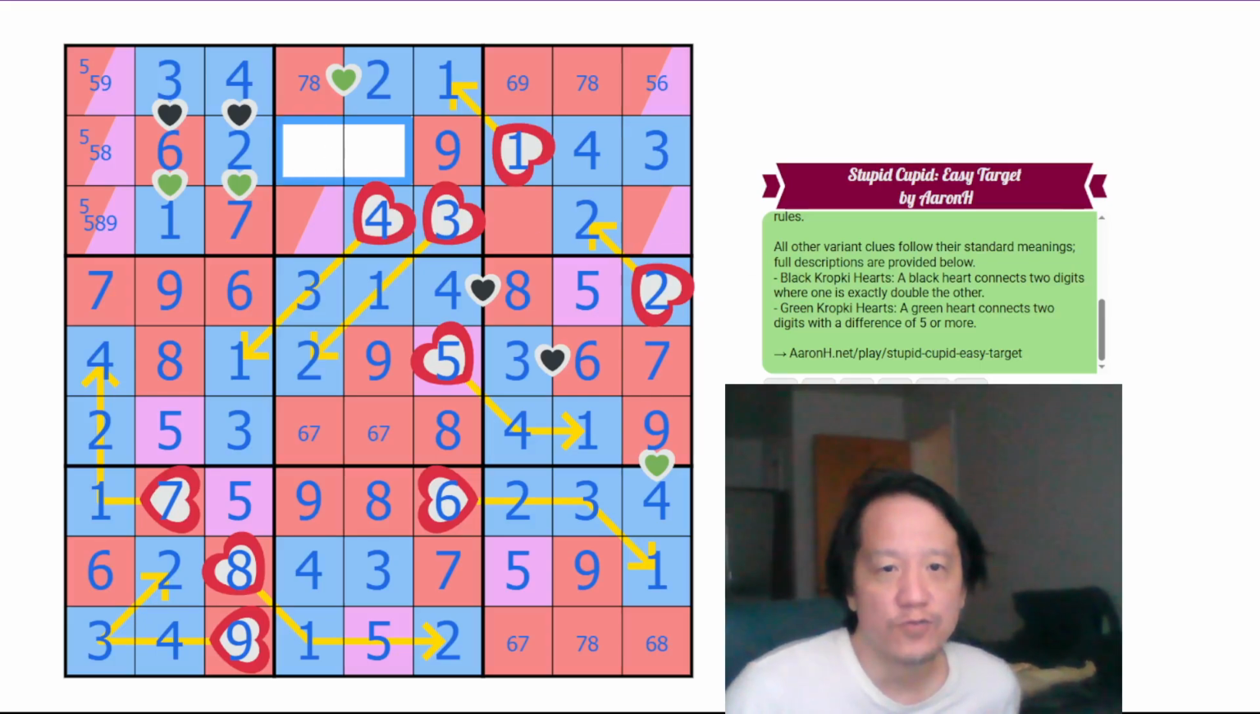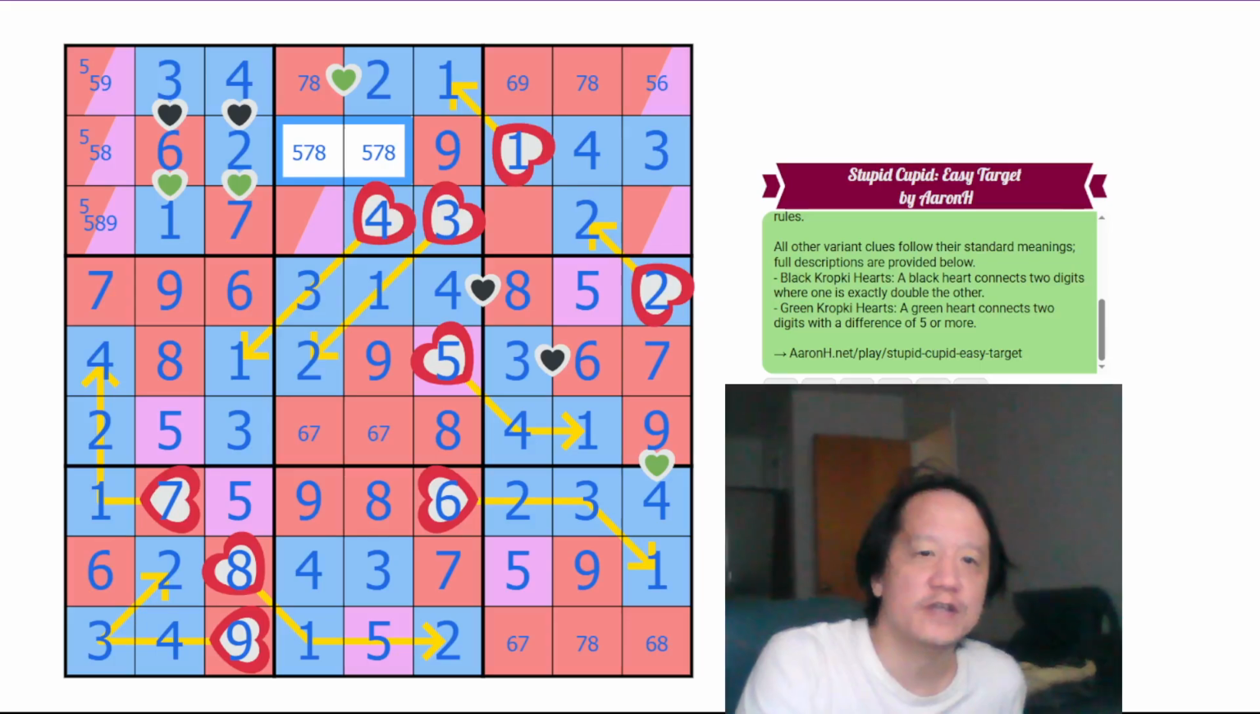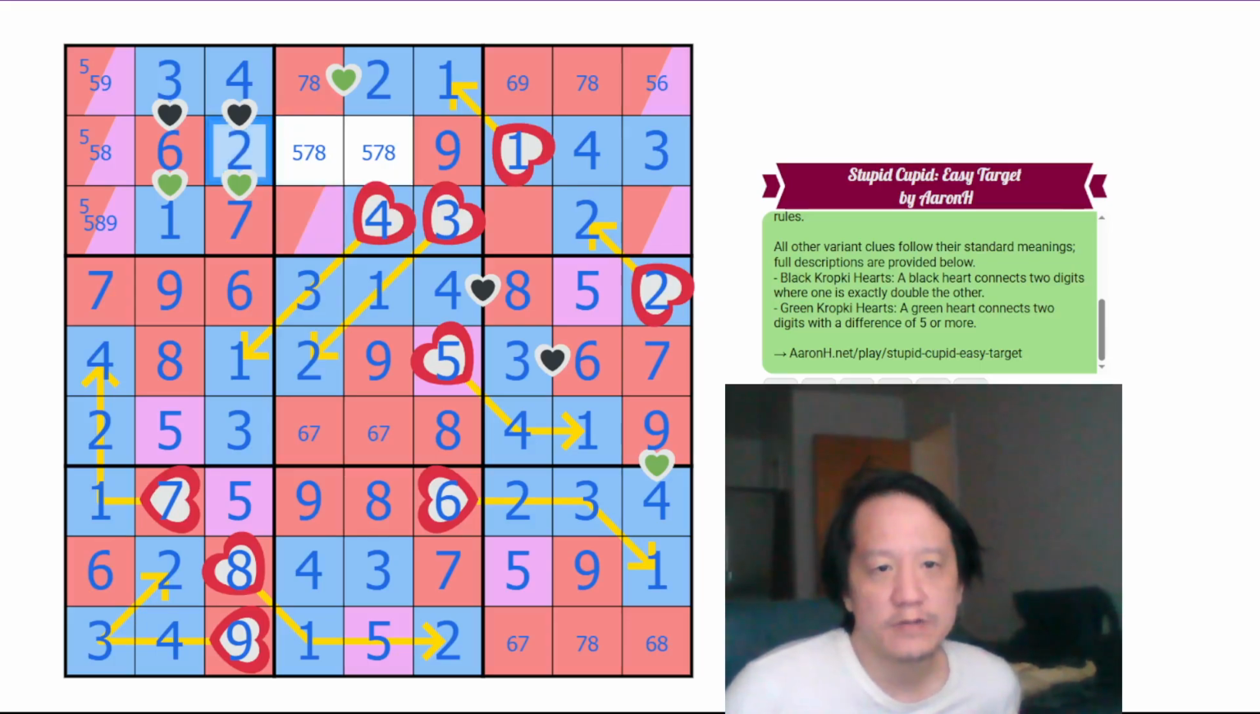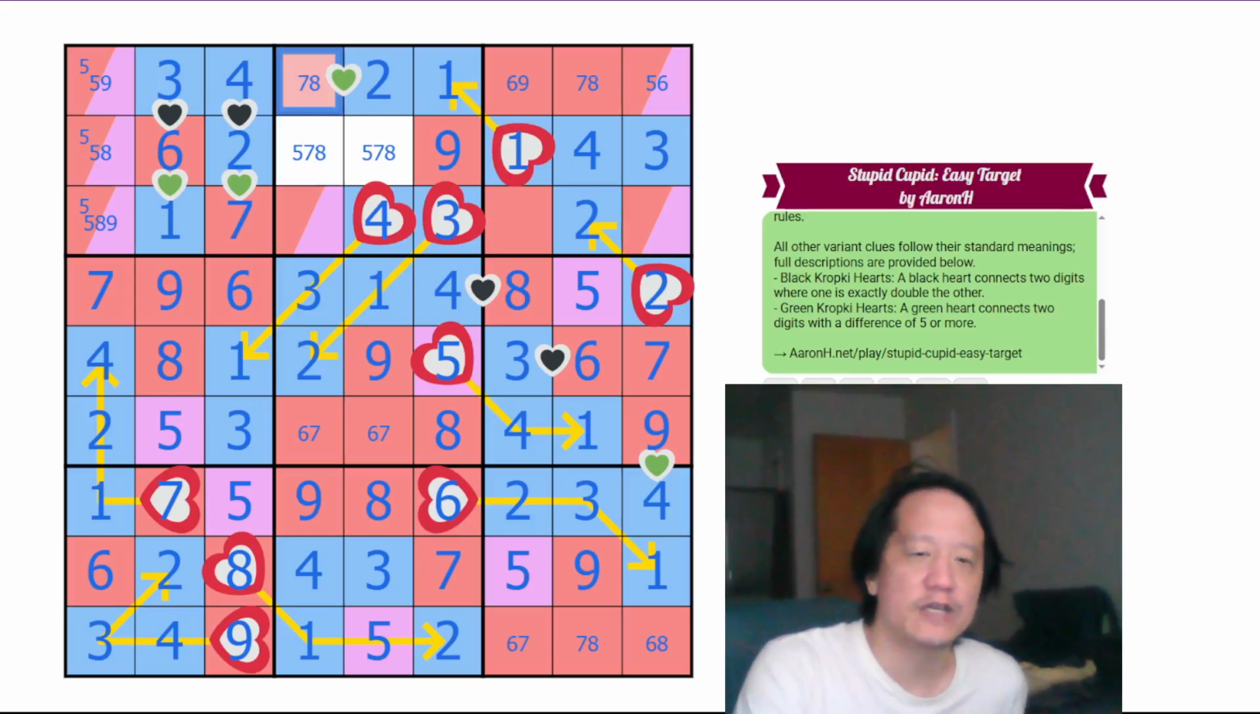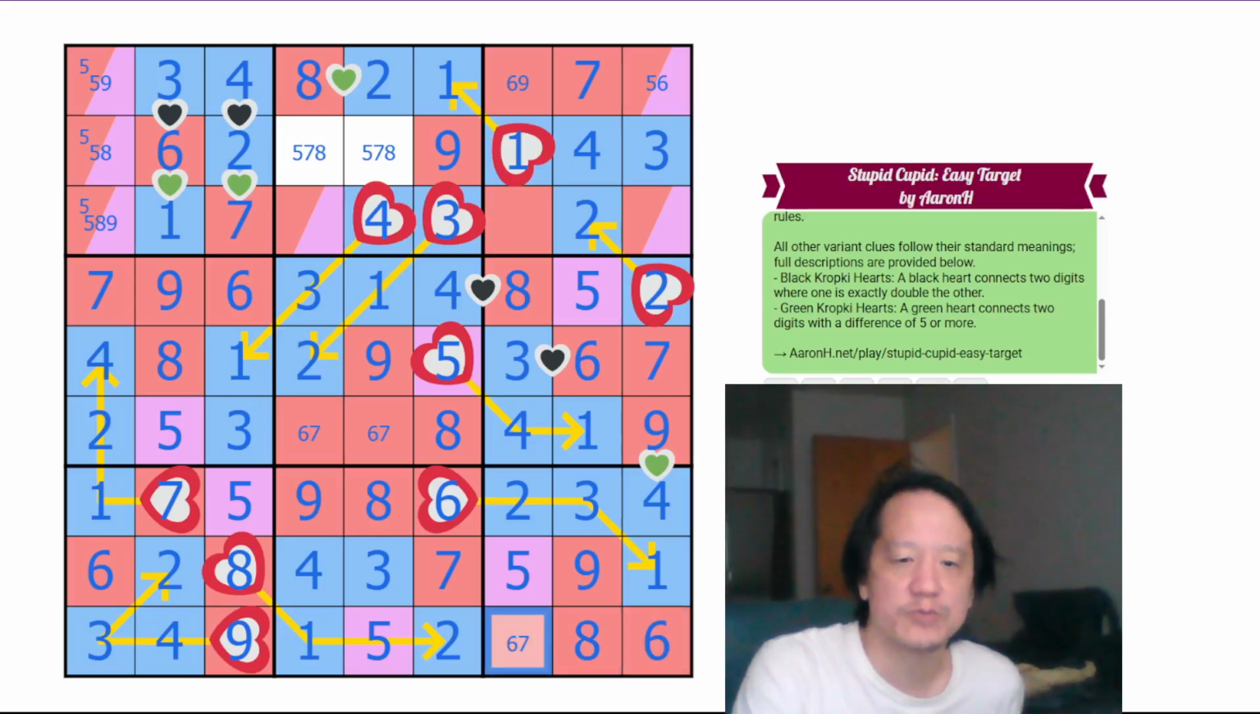That leaves this as 5 or 6 there. Remaining digits of row 2, we have 5, 7, 8. But where is 7 in row 2? It has to be one of these two digits because it can't be here because of 7 in the column. So that 7 eliminates 7 in the rest of the box. So this can't be 7 here. It's 8, which makes this 7, which makes this 8. That makes this 6, which makes that 7.